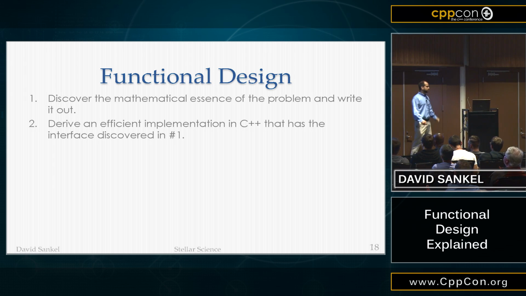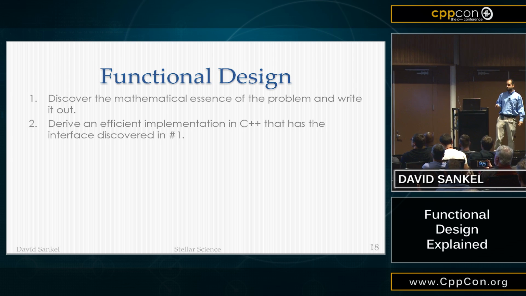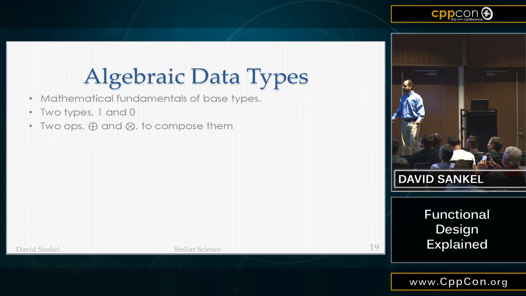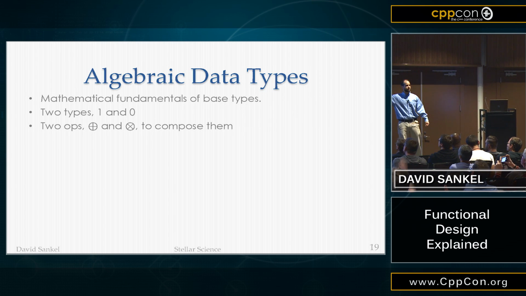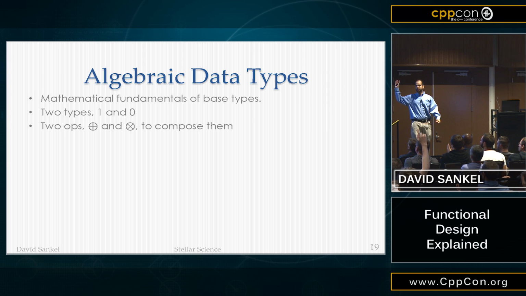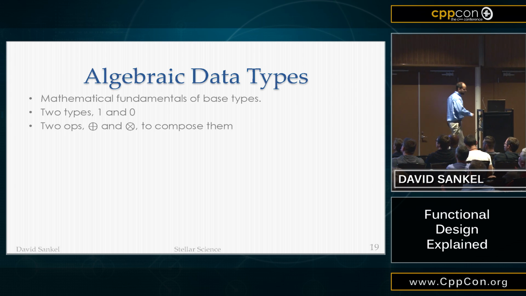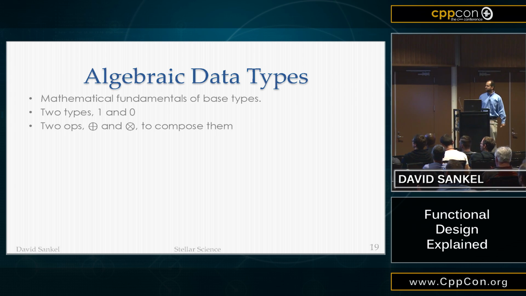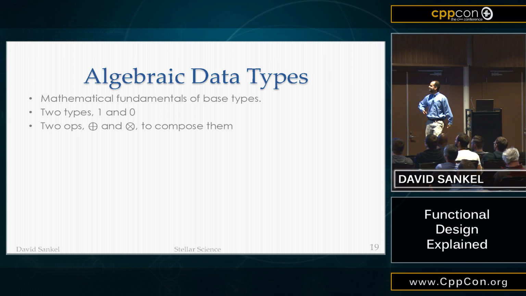So we're going to look at some examples, but first we need to improve our mathematical vocabulary with some new things. So the first thing we're going to talk about is algebraic data types. How many of you are familiar with algebraic data types? Oh, okay, so maybe 10% of you. So I'll go kind of quick. Actually, maybe I shouldn't go so quick for the 90% of you.